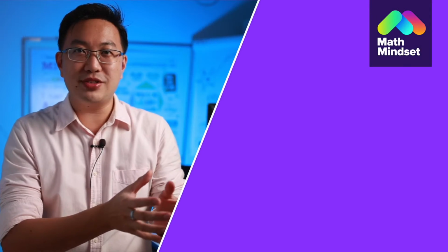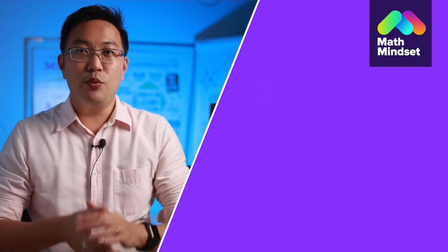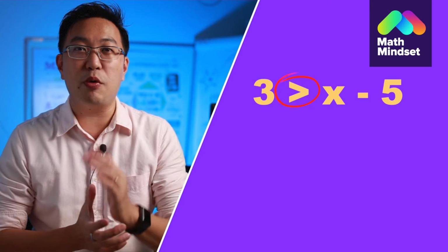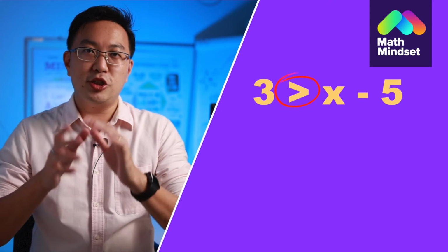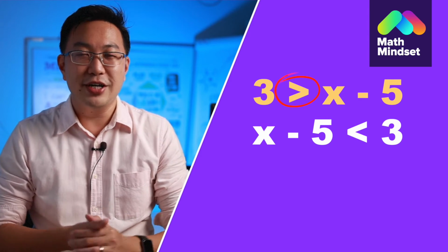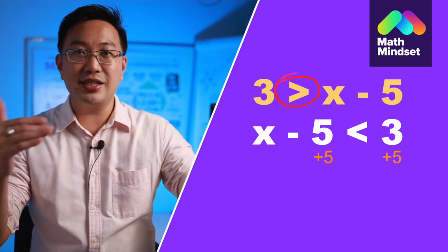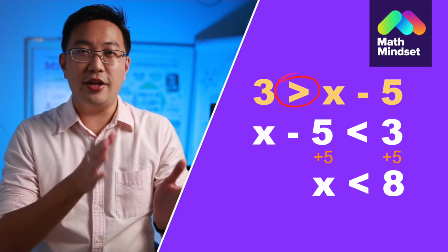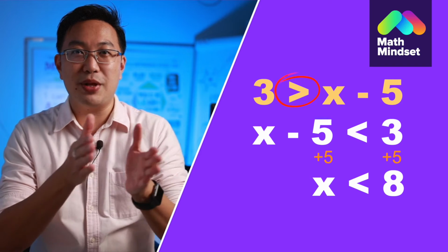But what if we have something like 3 more than x minus 5? How do we solve this? Because firstly, we usually want the x to be on the left hand side. So then how do we adjust this? We take note of where the inequality sign is pointing towards. The sharp end in this case is pointing towards x minus 5. So if we want to rotate the positions, the sharp end will face toward x minus 5. So then we will get x minus 5 less than 3. And we can just add 5 to both sides so that on the left we only have x. And on the right we would have 3 plus 5, which is 8. So we know that x is going to be less than 8.